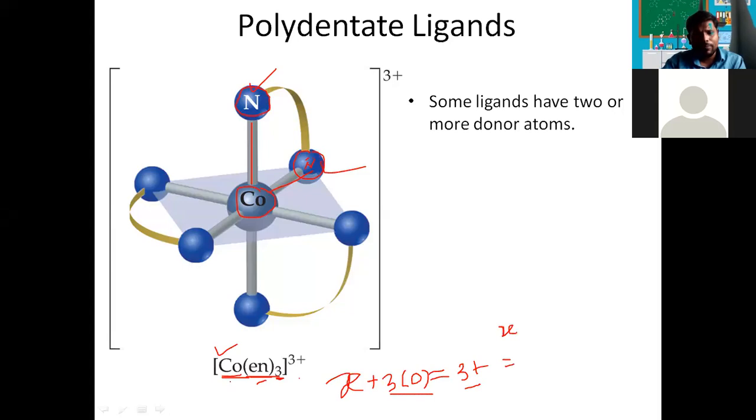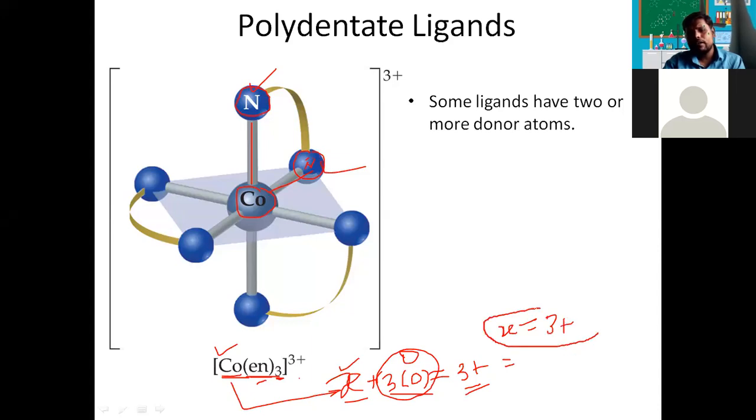X is the oxidation number of cobalt. We just assume it here; you can take any alphabet for that. The whole term 3 into 0 is 0, that means X is equal to 3 positive. So the oxidation state of the cobalt in the complex is +3. In this way you can find the oxidation number of the metal ion in a complex.